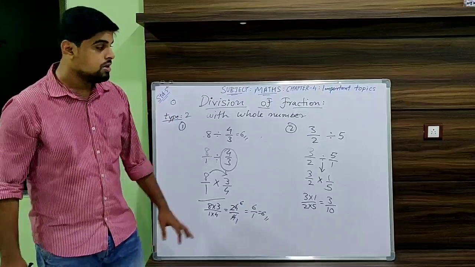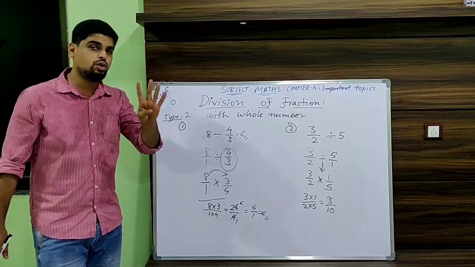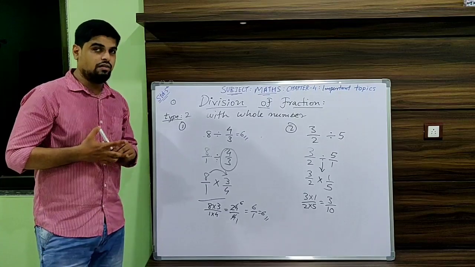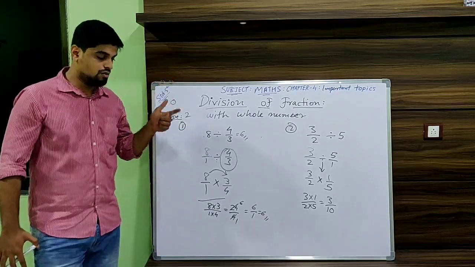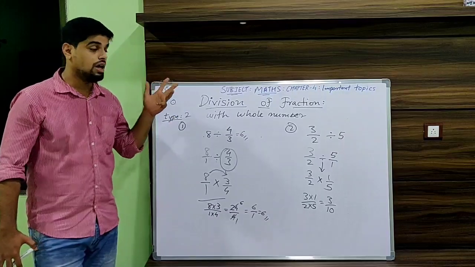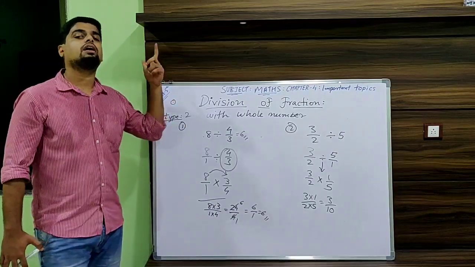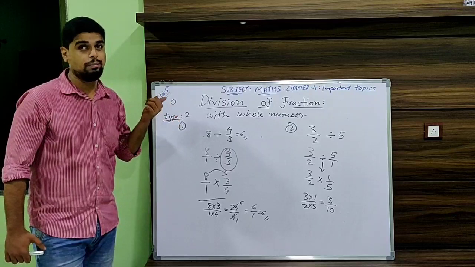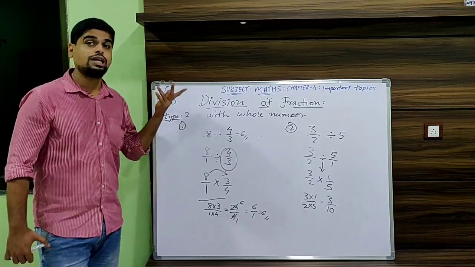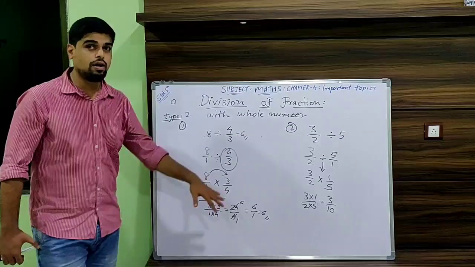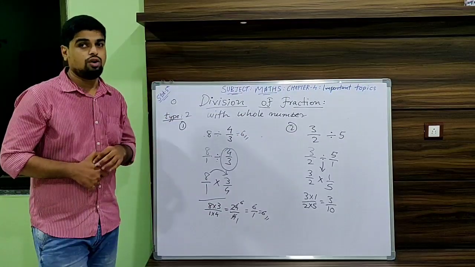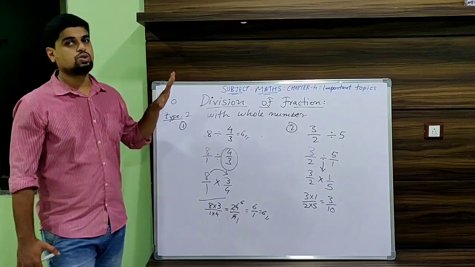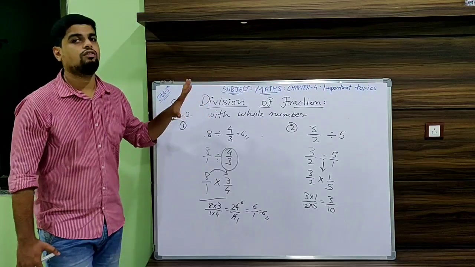So with this we have completed our fourth chapter, that is parts and wholes, that is nothing but fractions. We have learned about addition of fractions, subtraction of fractions, multiplication of fractions. We have finally learned about division. In this part we have studied different types of fractions, like mixed fraction, proper fraction, improper fraction, and what is the simplest form. All these important topics are compulsory for your chapter number 4. If you are familiar with these topics, you are able to solve any given example of fractions.